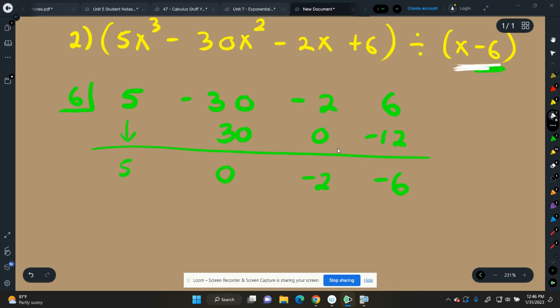So think of it this way. I'm dividing each one of these terms by an x. Now, if I divide x to the third by x, what do I get? X squared. So this is going to be 5x squared. It's always going to be one less than what we started with. Okay, it's always one less than what we started with.